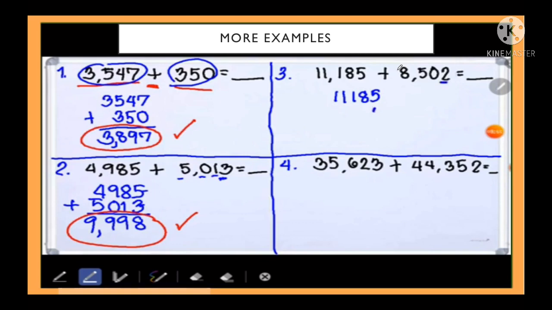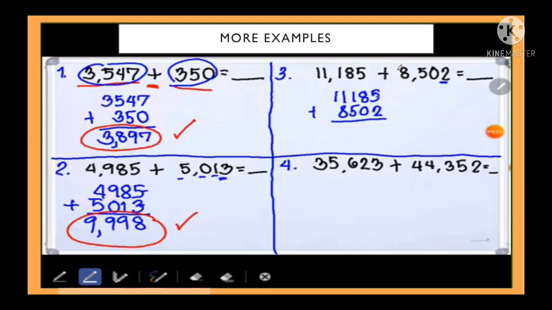So we have 2, 0, 5, and then 8. And then of course, do not forget the symbols. Okay. And after that, we will now proceed to adding each column, starting with the ones place.